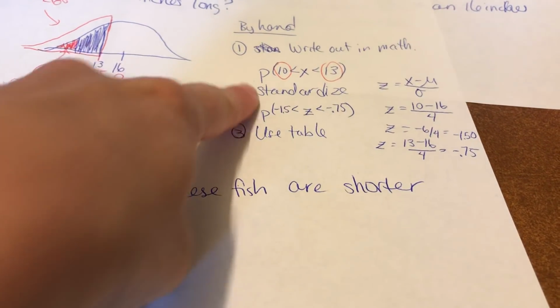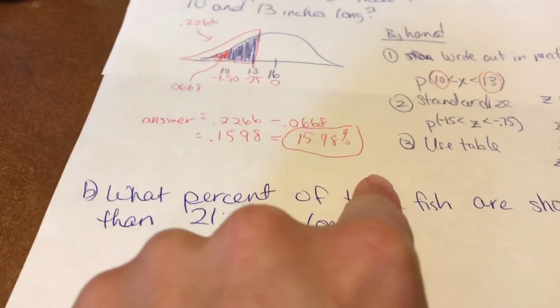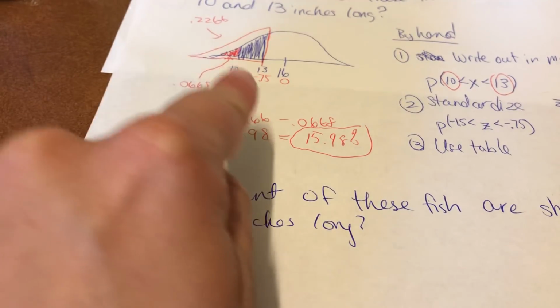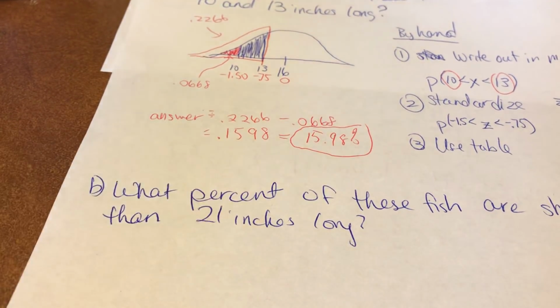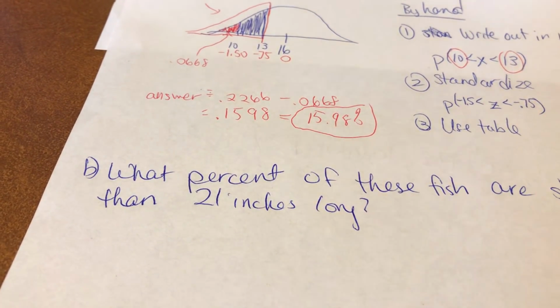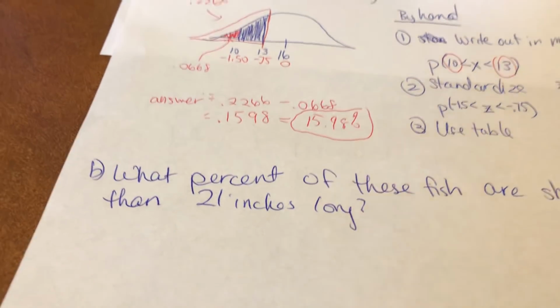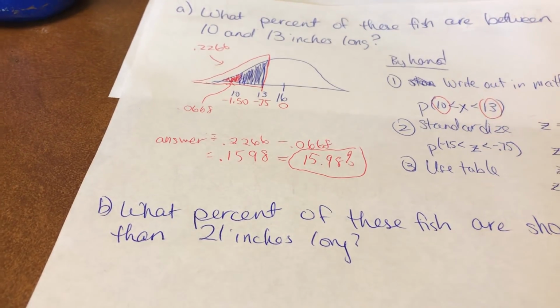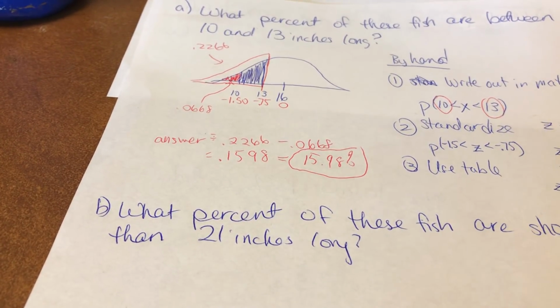I take the values that I care about, I standardize them. You can write the math or not, I don't care. Then we use the table to find each area that that number represents, and we combine them in some useful way. We subtracted this time. It's not always going to be a subtraction problem. It just depends on what we need. So it takes some logic and some practice to see what we need to do with our numbers.